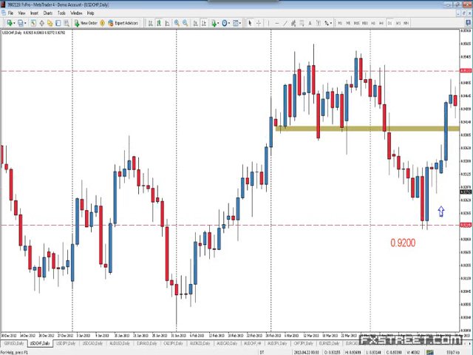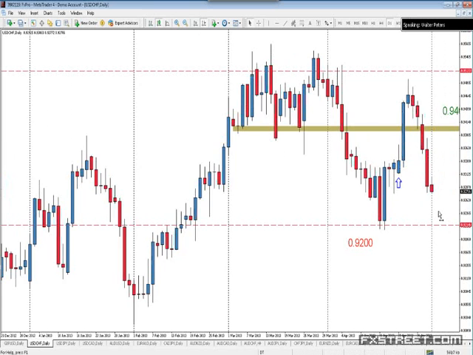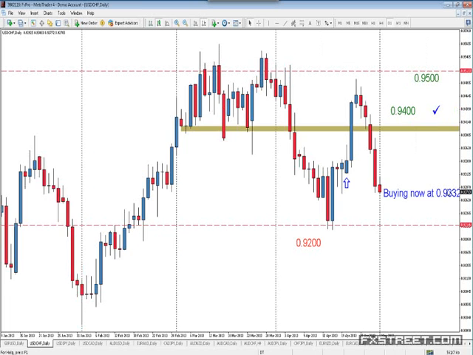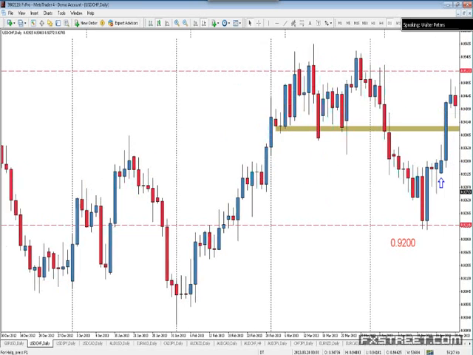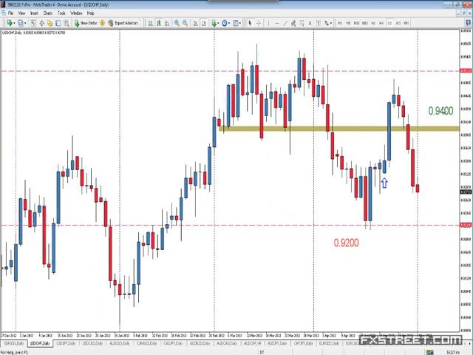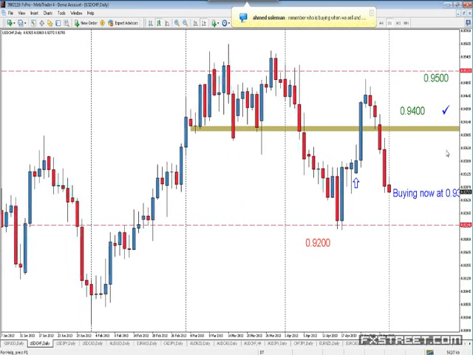It triggered on this candle right here. It was a buy at 93.32. That's where I took my trade, at 93.32. And I had two targets. The first target was up here at 94.00. The second target was at 95.00. Why 95? Because that's where we had this level up here. Now it actually went to 94.97.6. So it missed my target by 2.4 pips.